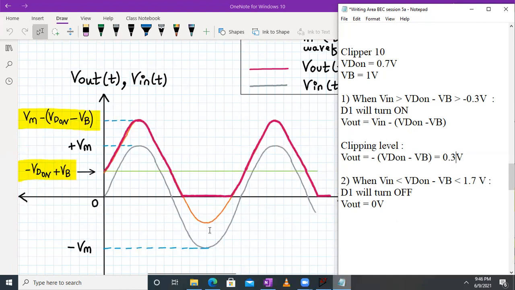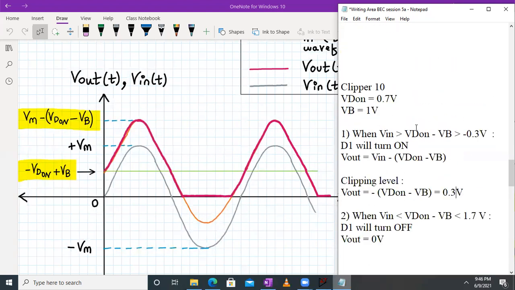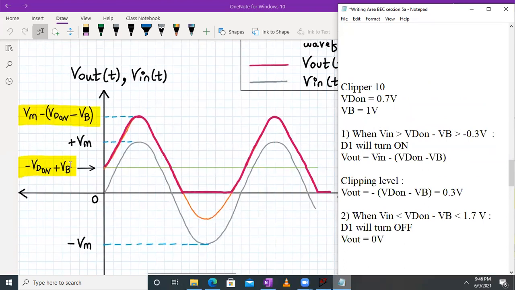And it should be almost like tracking the input waveform. So I will draw this orange color waveform. Right now it is overridden by this magenta color, but you have to draw this tracking waveform. And now you remember your output waveform will always fall on the tracking waveform only. Okay, so now what is the first condition? Diode will be turned on. When will it turn on? When Vin is greater than VD on minus VB.